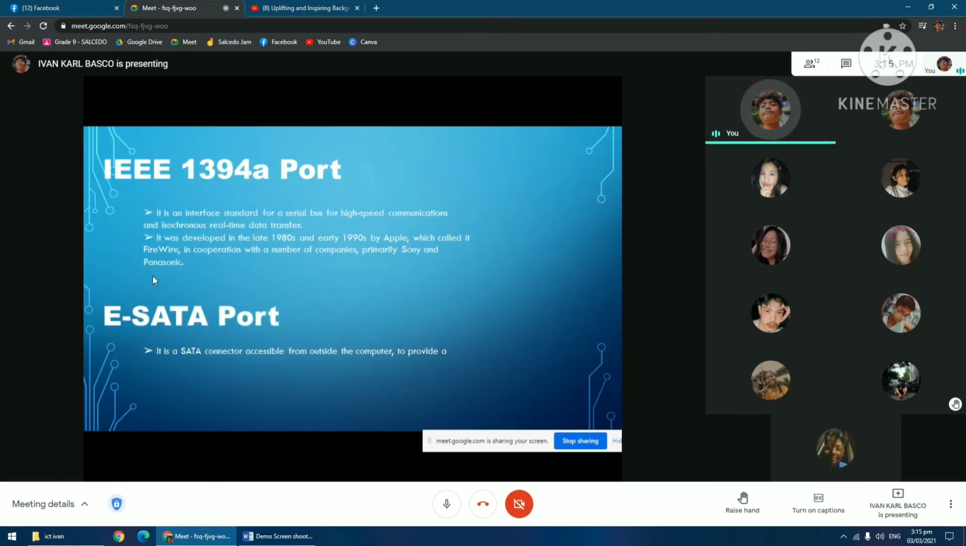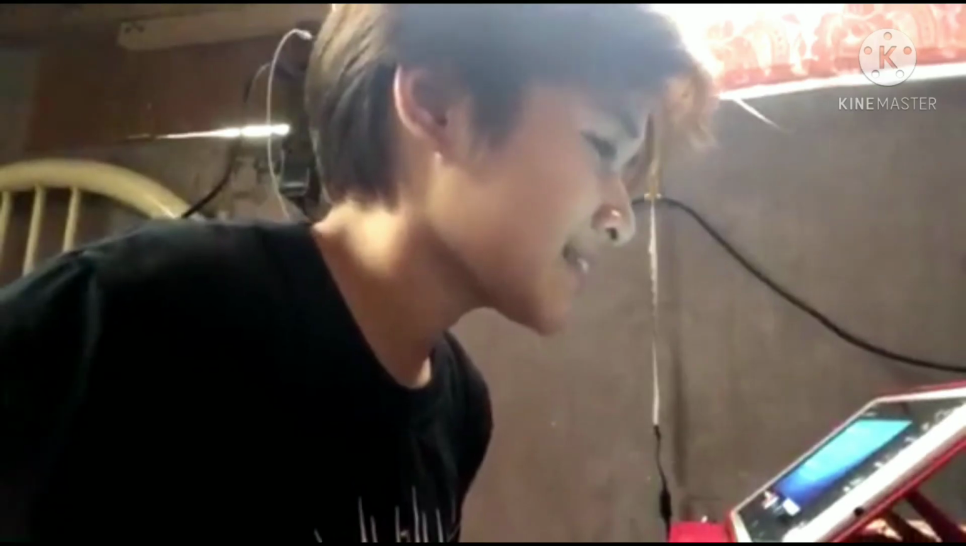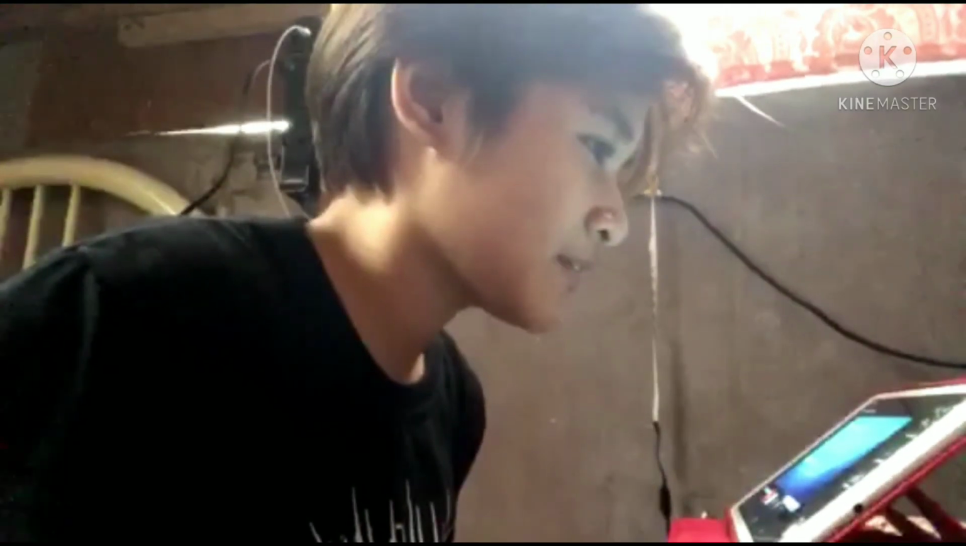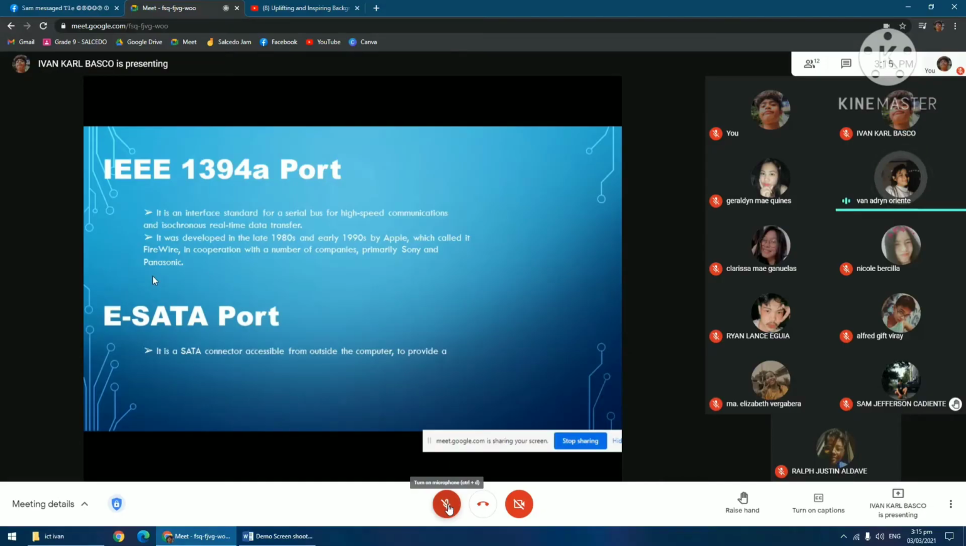Okay, next one. Van Oriente. eSATA port. eSATA port. SATA connector accessible from the outside of the computer to provide a signal but not power. Connection for external storage devices. Let's check. Very good.